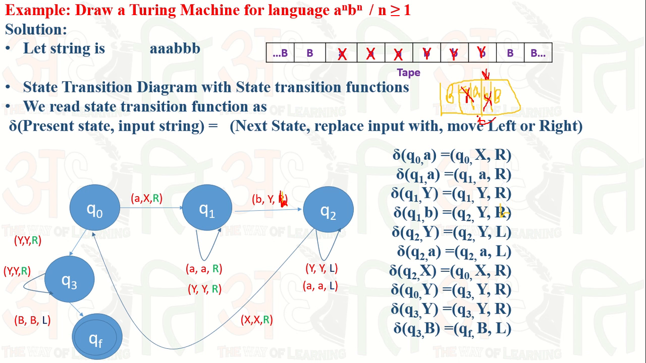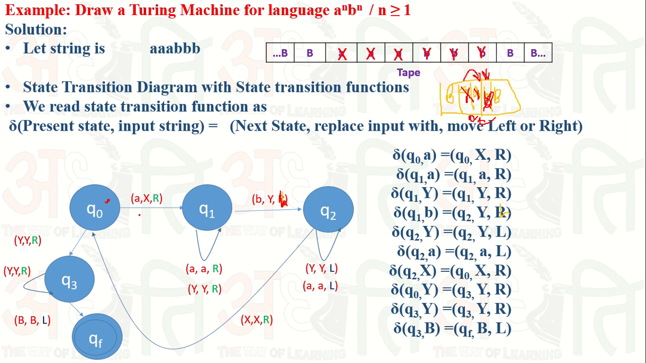So it is an A, and we go to the left. In the next state, if the input is an X, we replace X with X and move right. So it is X, and we simply move to the right side. After going to the right side, if there is an A, we replace it with X. Sorry, it is a Y, not an A.